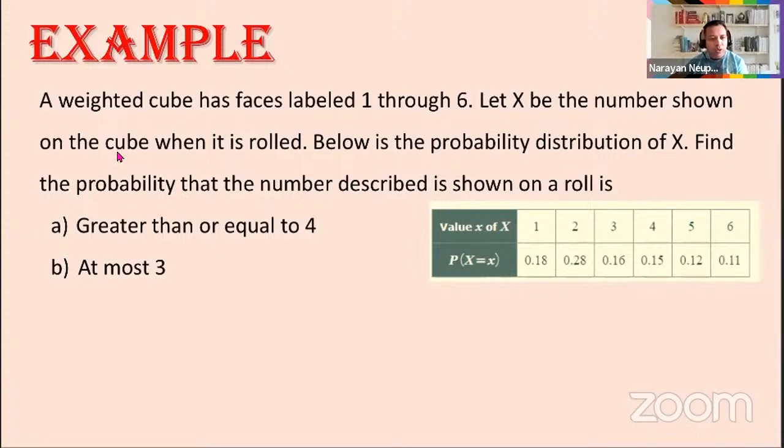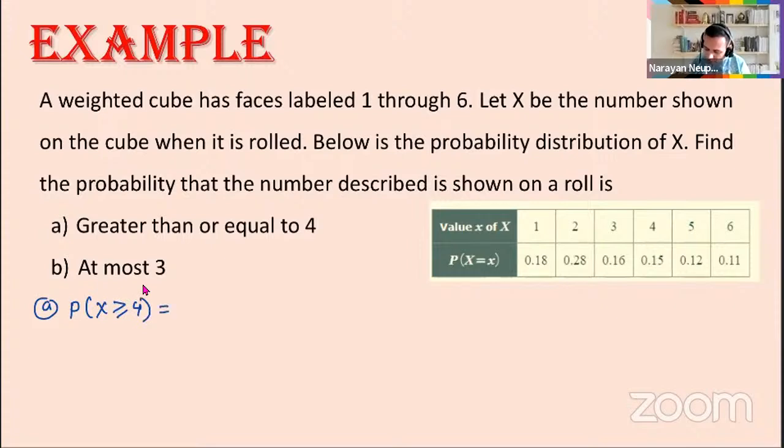Let X be the number shown on the cube when it is rolled. Below is the probability distribution of X. So the discrete probability distribution is given here. We have to find the probability that the number shown on a roll is greater than or equal to 4 or at most 4. So there are 2 parts there. For the first part, part A, we have to find the probability that X, the number, is greater than or equal to 4.